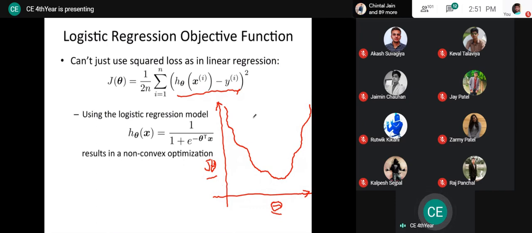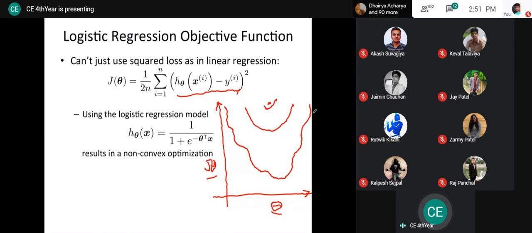And we know that with the square error function in linear regression, the graph was convex, which was like this. But now if you try the same loss function, then the graph might not be convex, or you can say it will be a non-convex graph. You can try some examples and plot them, and you may get this kind of graph.